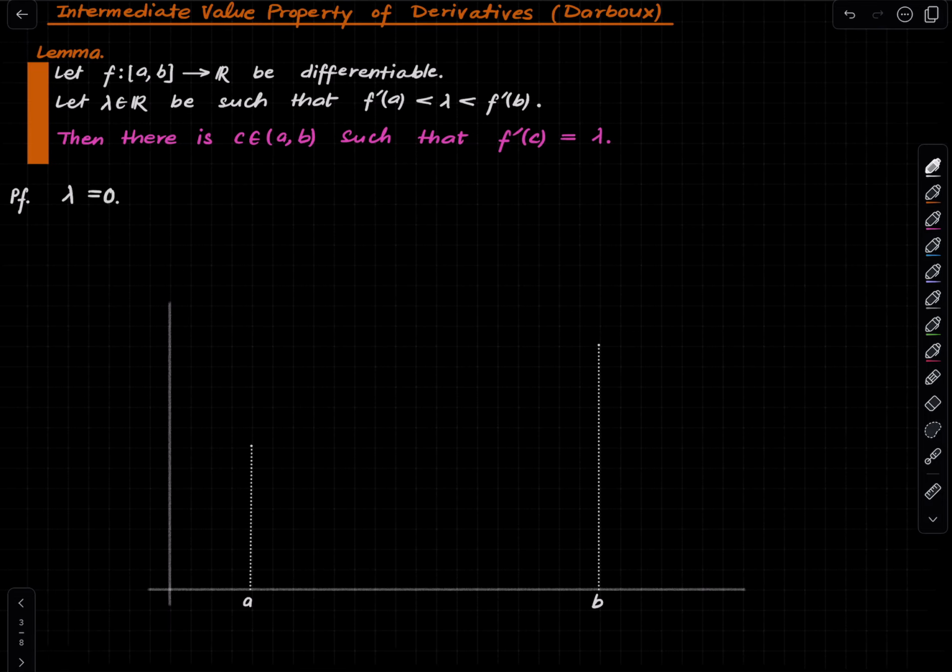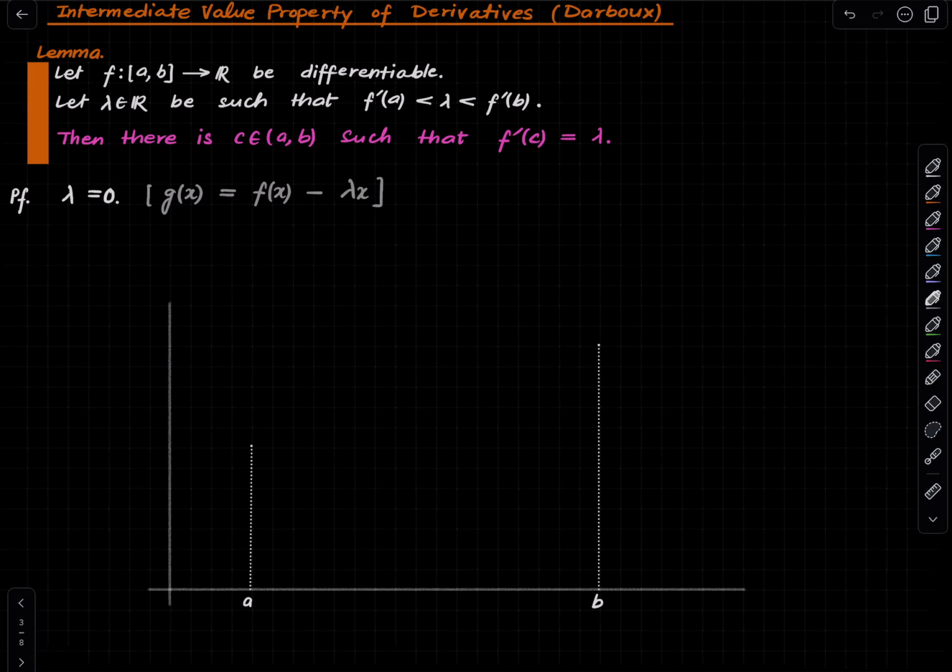If lambda is non-zero, you can reduce to this case by defining another function g by writing g(x) as f(x) minus lambda x. That's it. So you can reduce to the case where lambda is equal to 0.